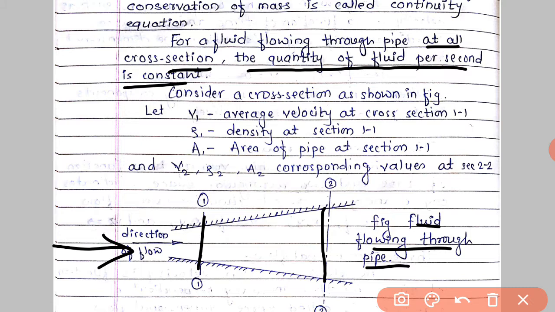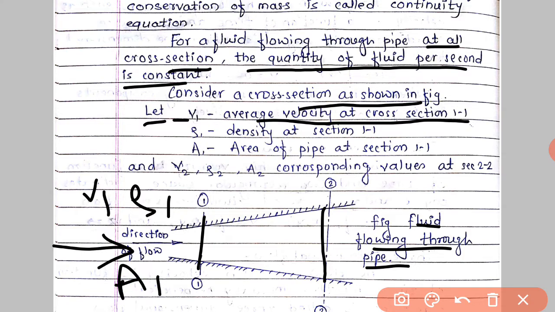Now what we have to do is see the parameters at section 1 and section 2. Consider the two cross sections as shown in the figure. Let V1 be the average velocity at cross section 1-1. So V1, rho 1 and A1 for section 1, and V2, rho 2 and A2 for section 2. Rho 1 is the density at section 1-1, A1 is the area of the pipe at section 1-1, and V2, rho 2 and A2 are the corresponding values for section number 2.